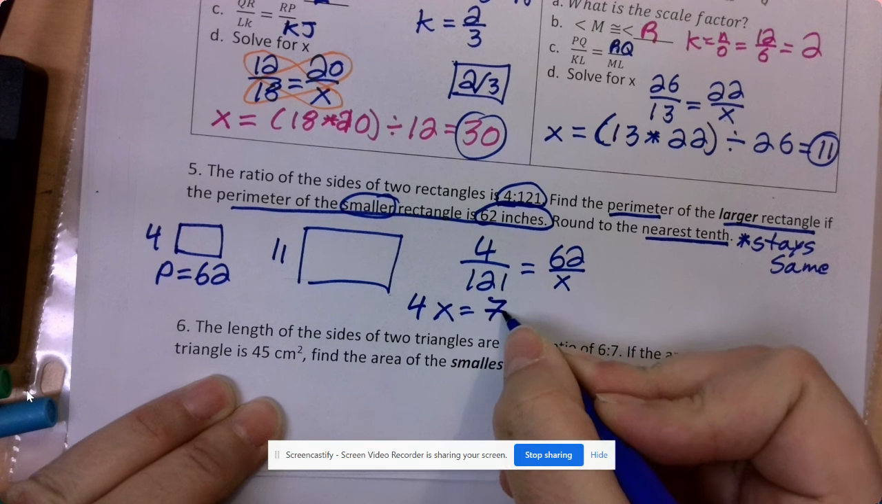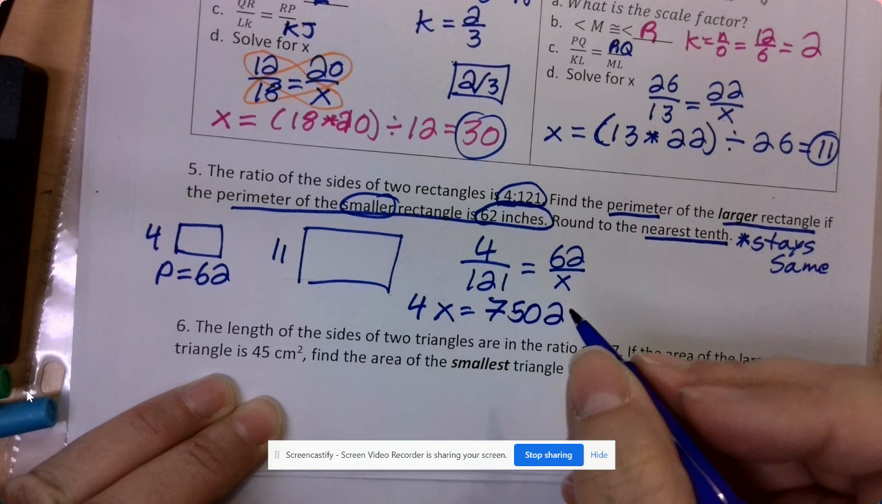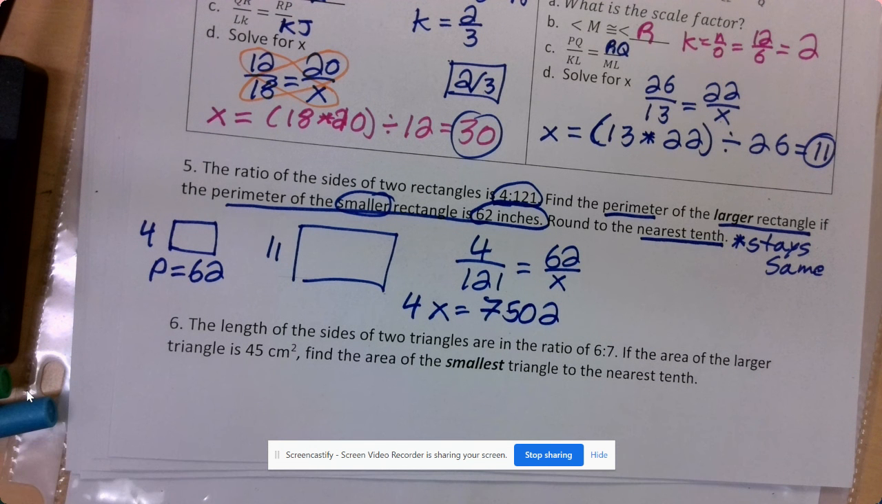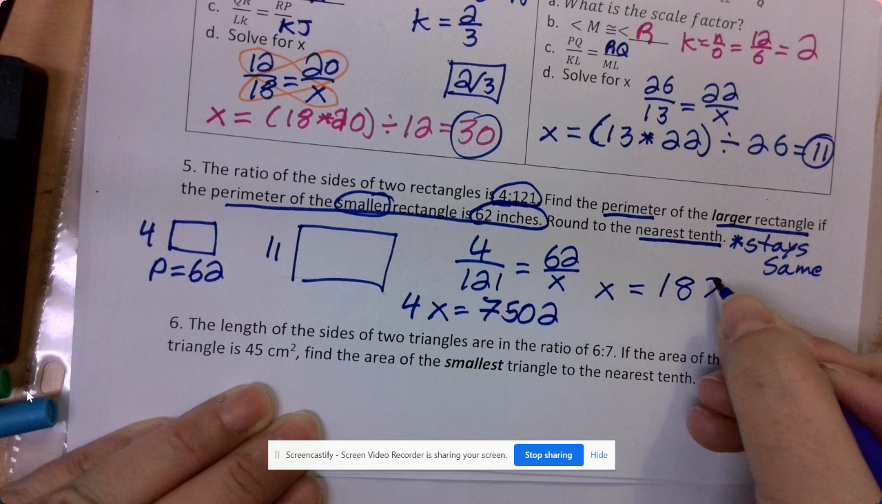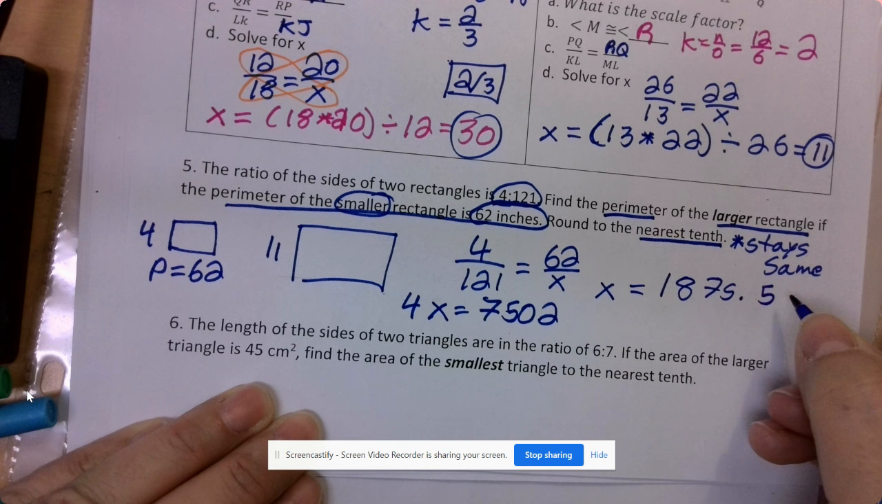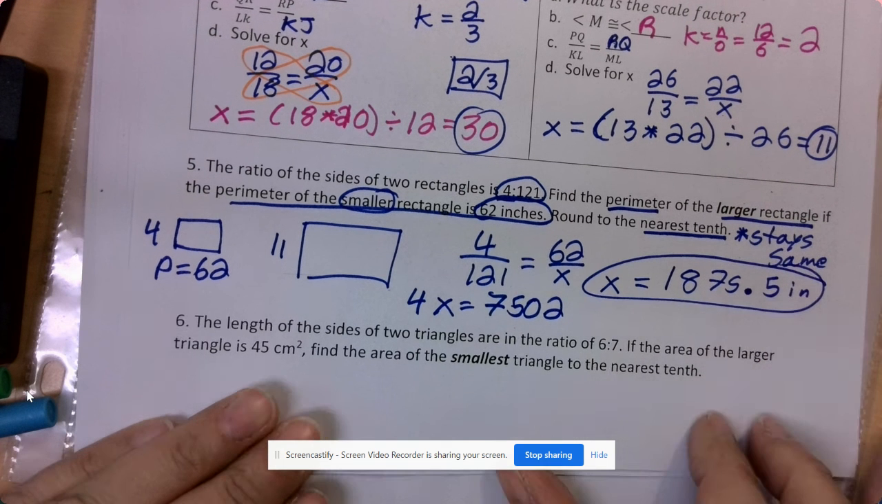So I get 7,502 divided by 4. And everybody, it's okay to get a decimal, so I get x is equal to 1,875 and 5/10, and it would be inches. We divide it by 4.